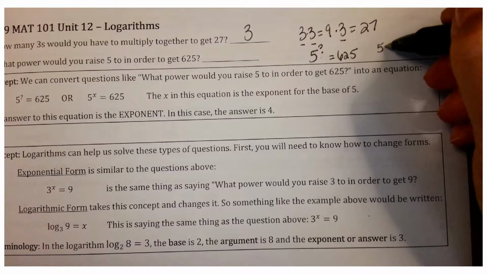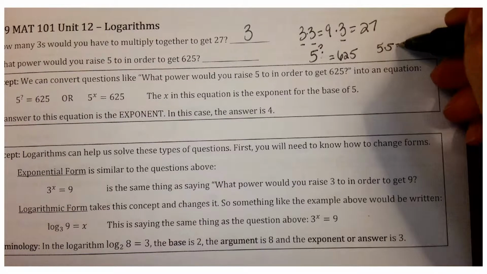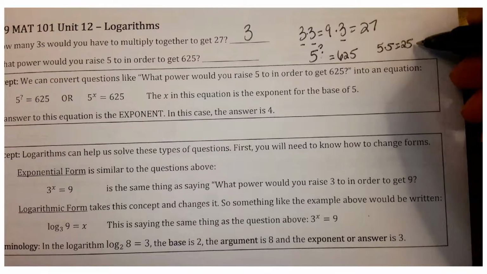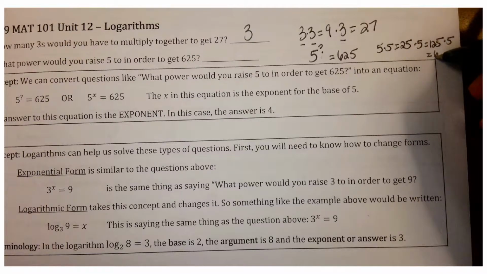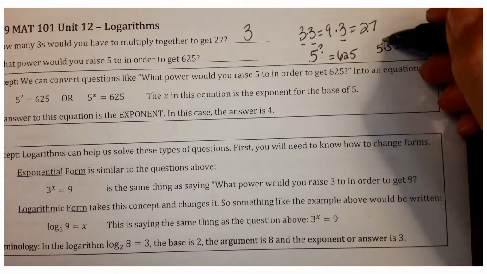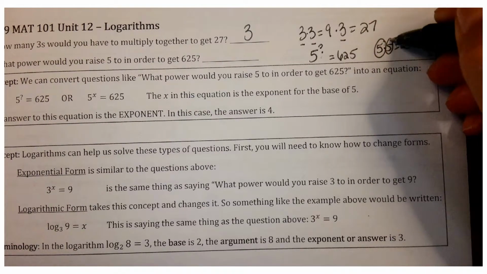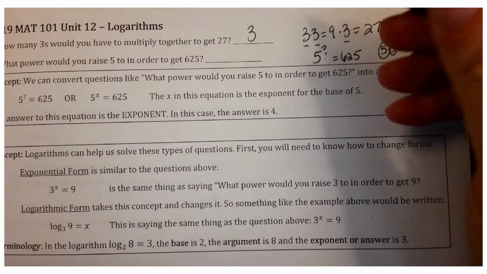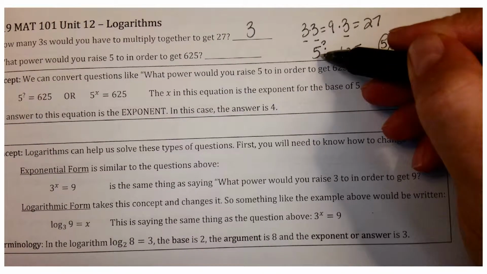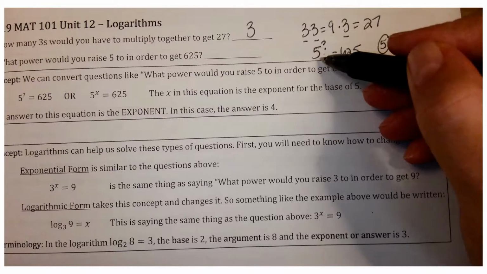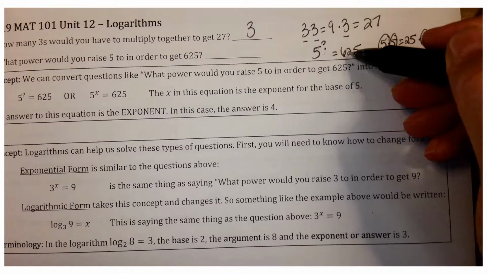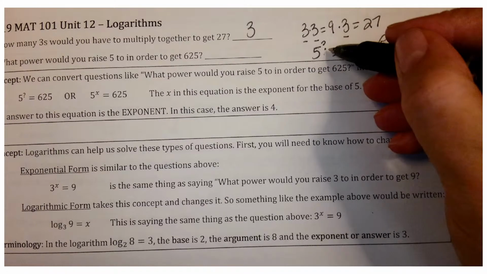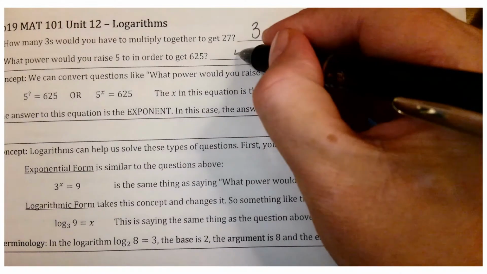5 times 5 is 25. Times 5 again is 125. Times 5 again gives me that 625. So how many 5's did I have? 1, 2, 3, 4. So this equation that I've created right here would really be 5 to the 4th equals 625. So my answer for this is the exponent of 4.